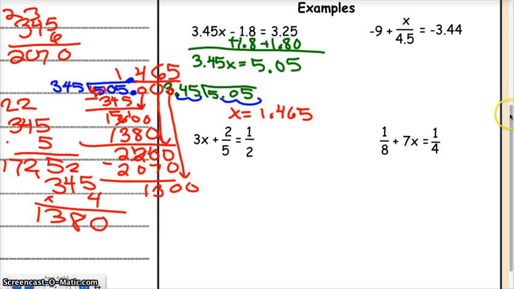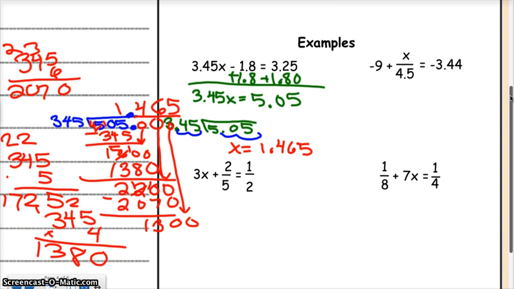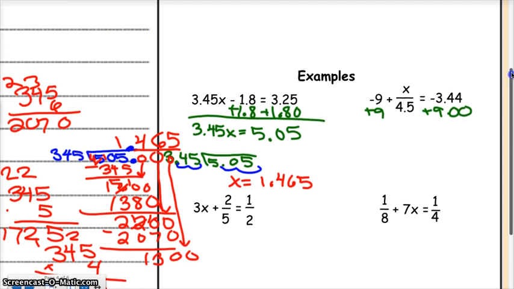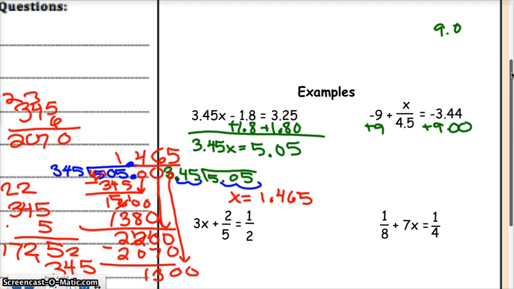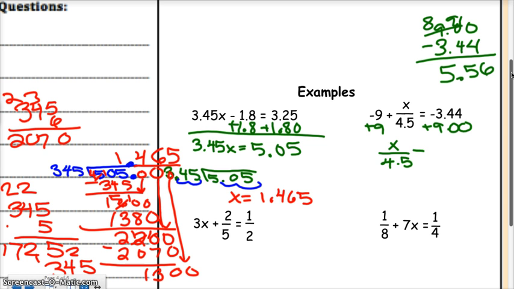Okay, this next one, I'm going to add 9 over first. Moving what's not connected, adding 9. Seems all fine and dandy, but then I have to remember that when I'm adding opposite signs, I really take their difference. Darn it. So I should go 9.00 minus 3.44, and I get 5.56. So x over 4.5 equals 5.56.